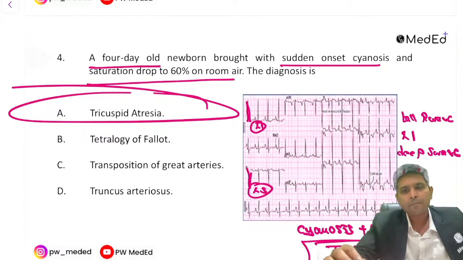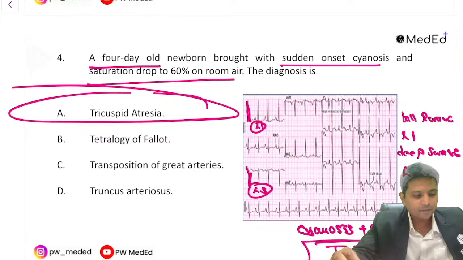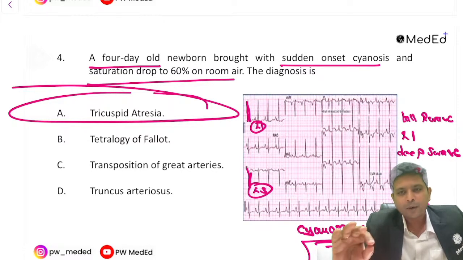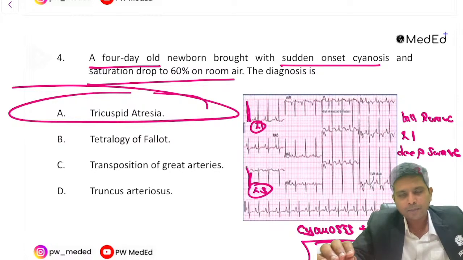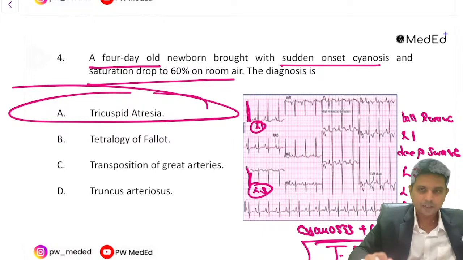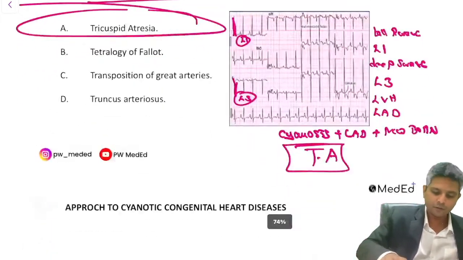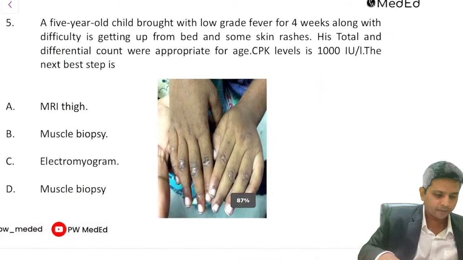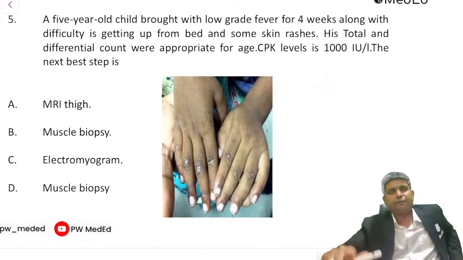People used to say, okay, very good, my dear boy. Plus cyanosis you need to mention. People used to say the only cardiac disease in the newborn period that doesn't require an echo, where a simple ECG can give you a clue, is tricuspid atresia. Okay, I am going from this fourth question. Okay, done. Let me go to the fifth question.